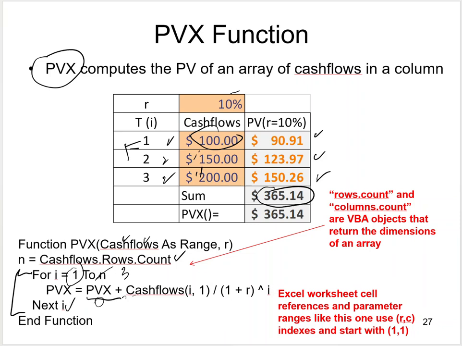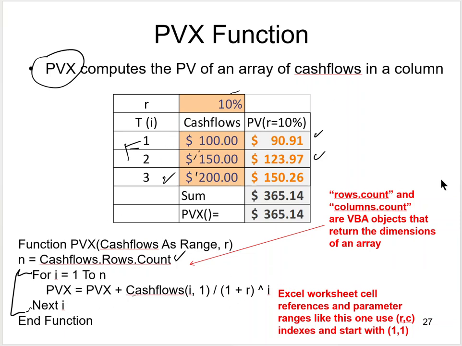Next I, set I equal to 2. PVX equals PVX plus. Now PVX currently has the 91 in it, plus cash flows 2, comma 1, which will be the second row, first column. And it's going to take that to the 1.1 squared, which is 123. Next I goes up, sets I equal to 3. PVX equals PVX plus the third cash flow, 3, comma 1 over 1.1 cubed, and then it's all done, and we have the value of the 3 cash flows in this function called PVX.